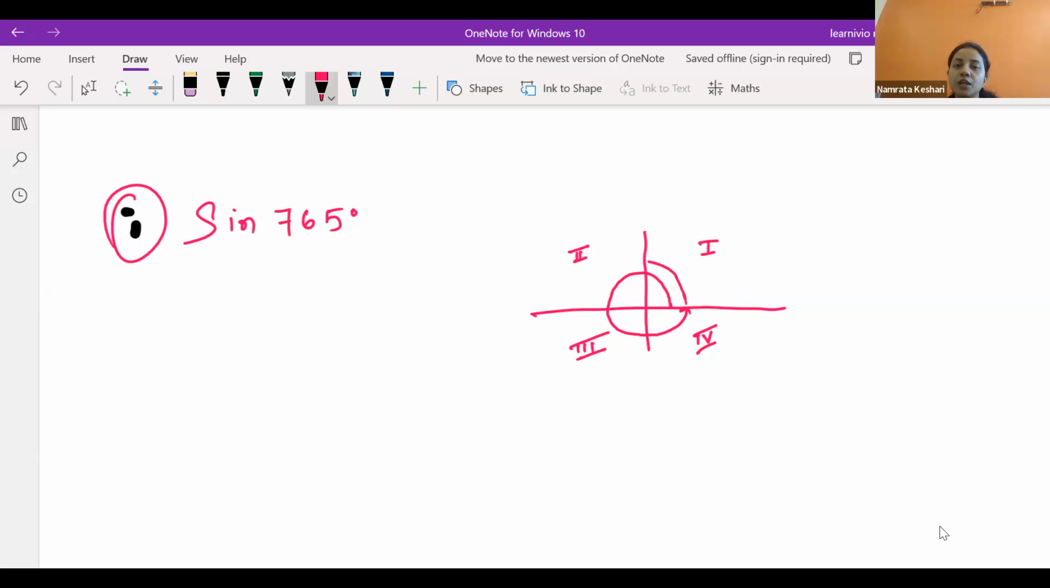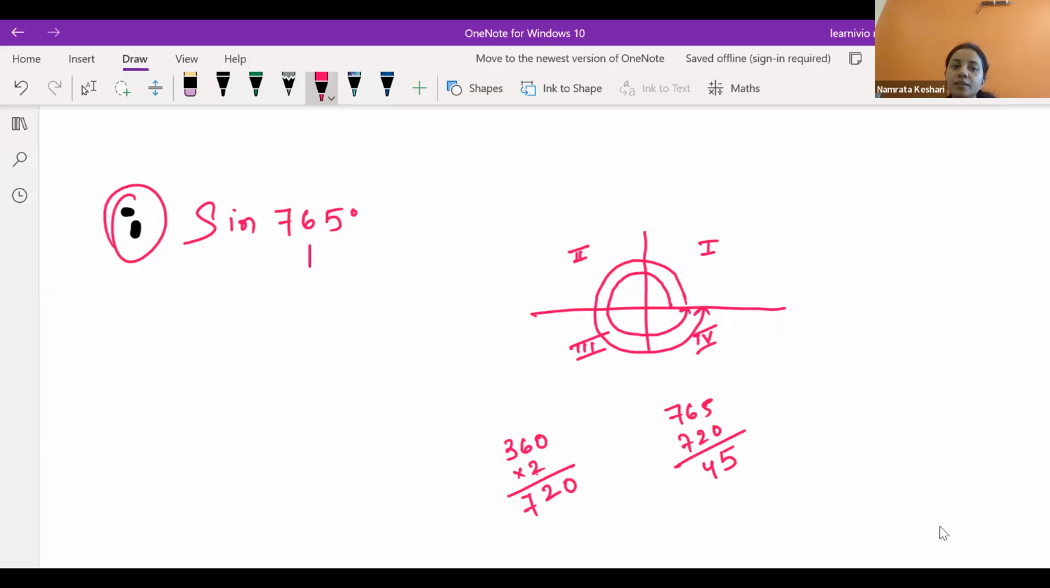Moving and moving, two times I completed 360. So I'm checking, 2 times 360 means what? 360 plus 360 means what? I realized that till now I have covered 720 degree. How much is left? So 765 minus 720. That means 5 minus 0 is 5, and 76 minus 72 is 4. So 45 is remaining, right?